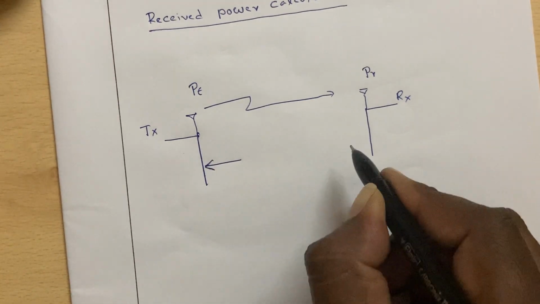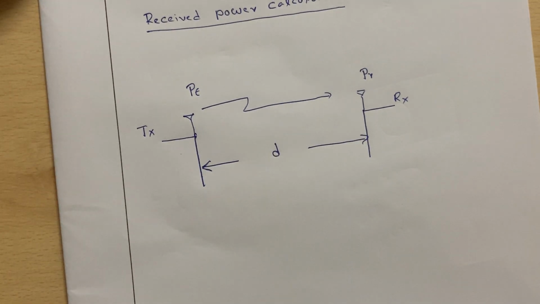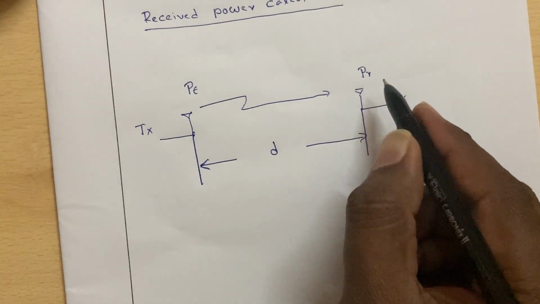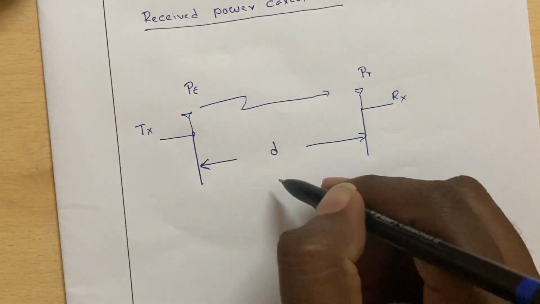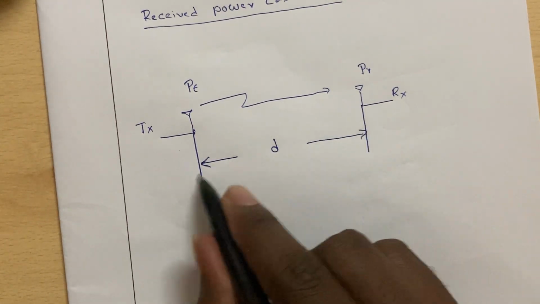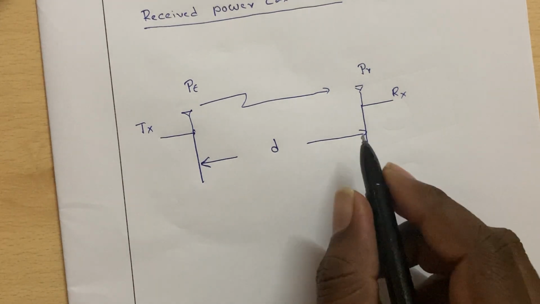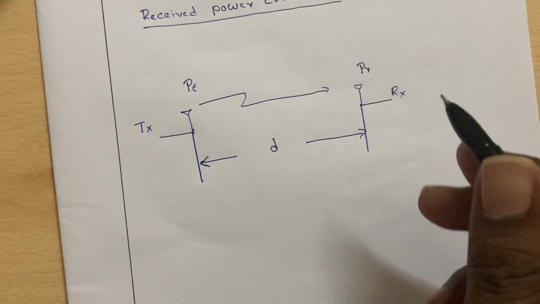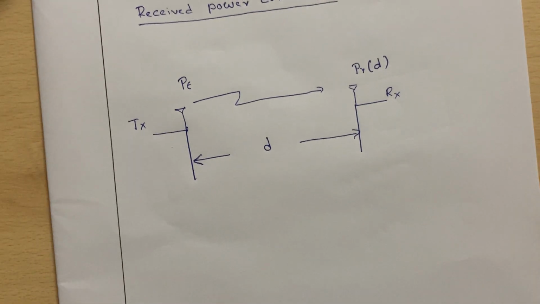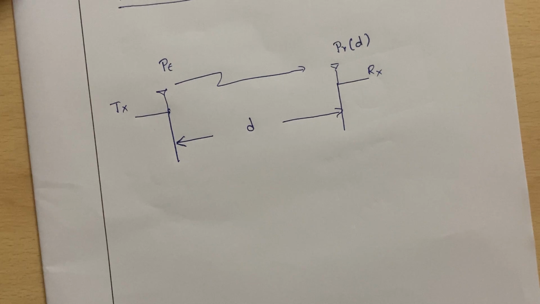Say that distance is D. So the received power depends on both the transmit power as well as the TR separation distance, meaning the transmitter-receiver separation distance. So we are now going to have an approximated relationship between PR of D and PT. Why are we calling it an approximate relationship?